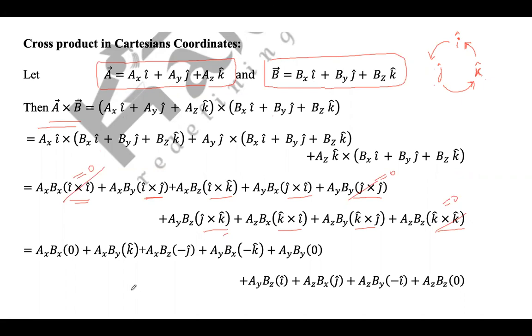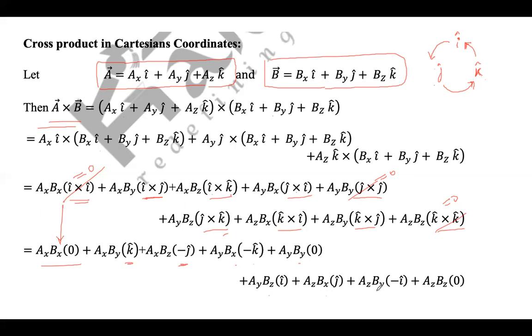Now, so we can write this as 0, ax bx into 0. i cross j we know is equal to plus k. i cross k, it is opposite, so this will be minus j. Similarly, j cross i is equal to minus k. j cross j to 0 ही हो गया. j cross k is i and k cross i is j.